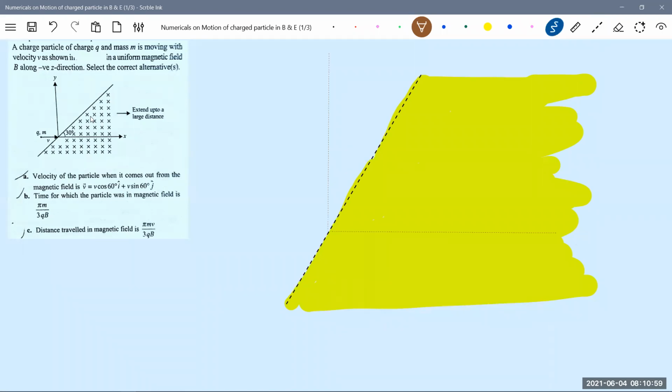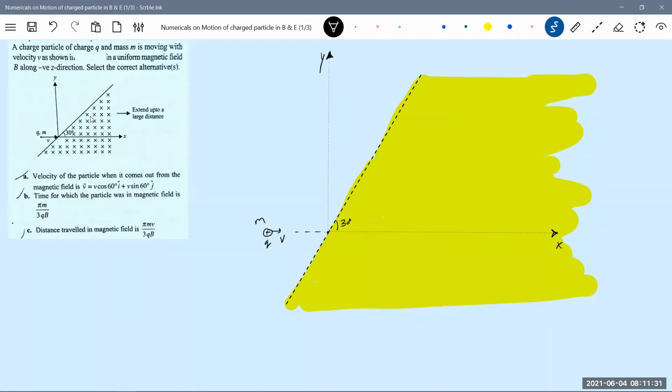So this is the x-axis. This will be the y-axis. So this will become 30 degrees for us. Then the charged particle. I think this much information is available with us.